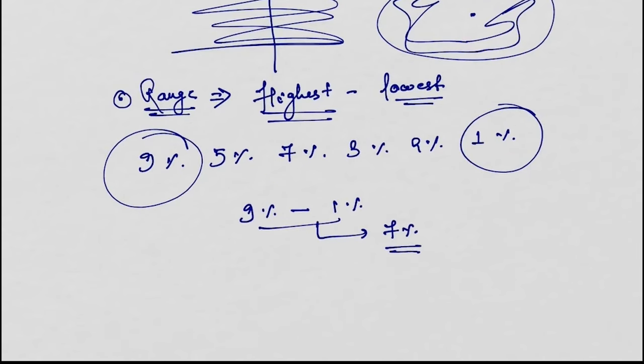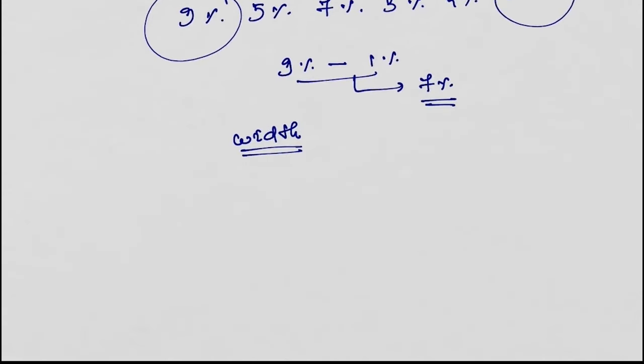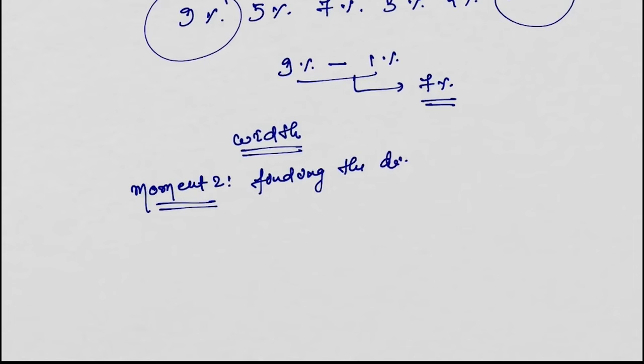This is one of the naive measures of moment two. Sabse simplest, sabse naive hai. Kya ye use hota hai? Bilkul bhi nahi. However, what does range tell you? Range tells you the width of the data. And that's what the moment two was about. But the moment two was not specifically about finding the dispersion in the data or width of the data. The moment two specifically is about finding the dispersion in the data from the center.